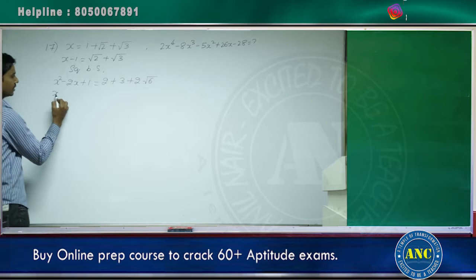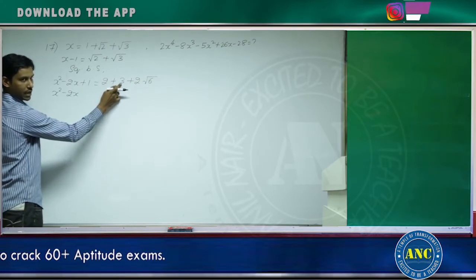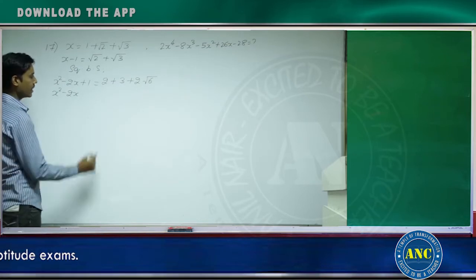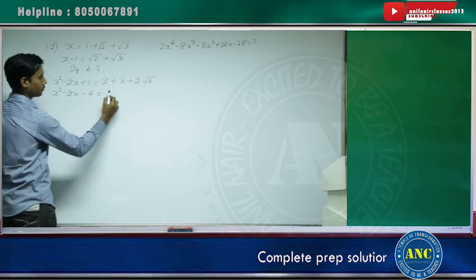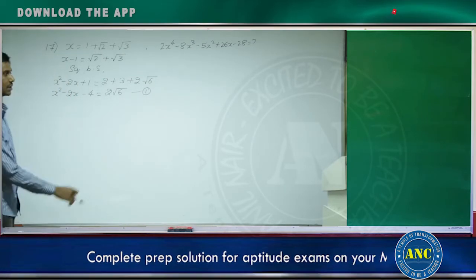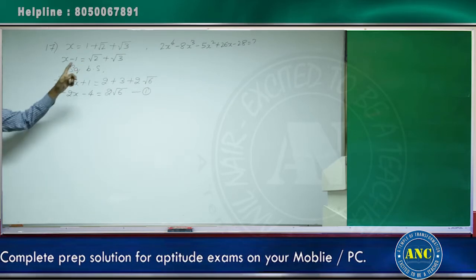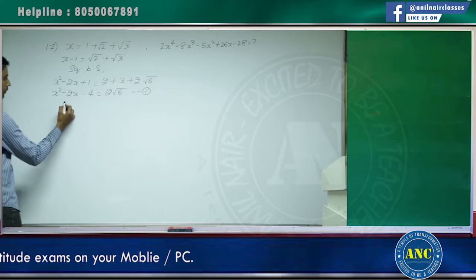Now if I shift it, x square minus 2x, 1 minus 5, this is plus 5. If I bring this plus 5 to the right hand side, 1 minus 5 is minus 4. x square minus 2x minus 4 is 2 root 6. I will keep it as equation 1. Right? The question has x power 4, but here it is x square. Again squaring both sides to get that x power 4 term.